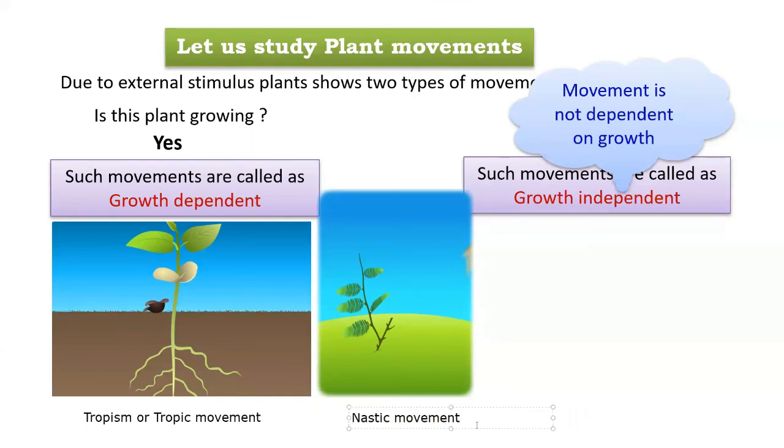Okay, so we have two types of movements. We have growth dependent and growth independent movements. Growth dependent movements are called tropism. On the other side, growth independent movement is called nastic movement. Okay, I hope you have taken a note of it. Please have a note of it. आप किधर लिख के रख लो आपके नोट्स में या नोटबुक में, तो बेटर रहेगा. ठीक है, लेट्स मूव अहेड, आगे देखते हैं.